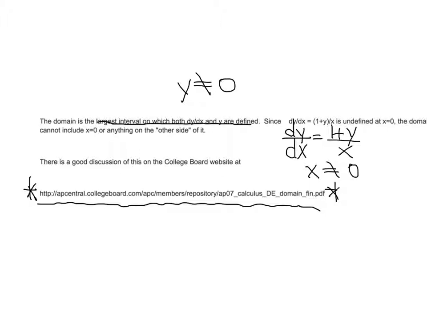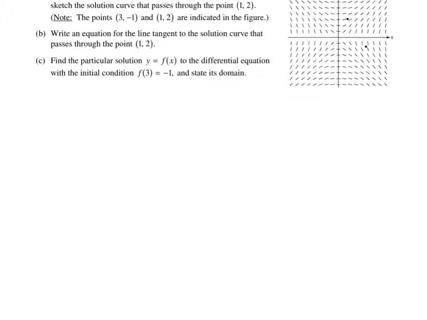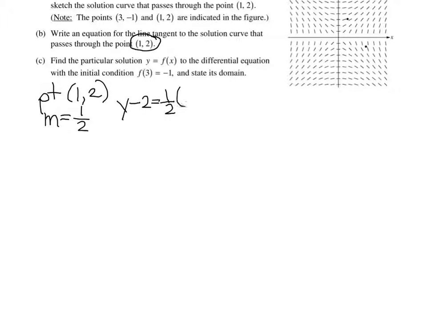Now let's continue and finish solving this problem. You had to write an equation of a line. Okay, so we want to find the equation of the line at the point (1, 2). So in order to write an equation of a line, we need a point, which is (1, 2), and we also need the slope. Well, we use the differential equation, which says x over y, so it's going to be 1 over 2. So the equation would be y minus 2 equals 1/2 times the quantity x minus 1. Done. Now that was worth 1 point right there.